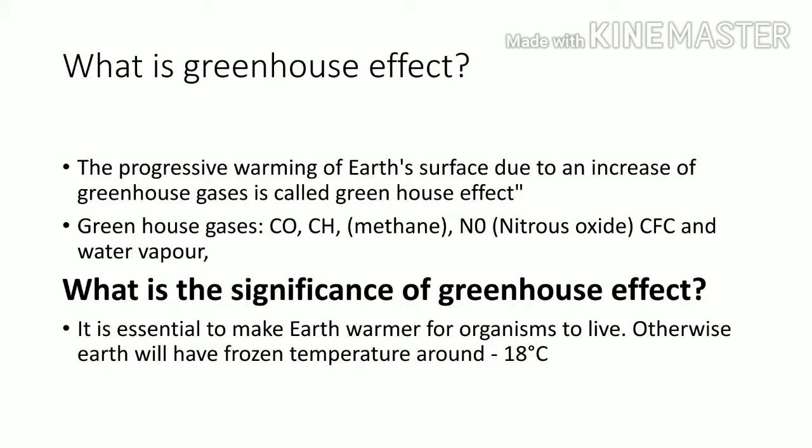So the greenhouse effect is nothing but the progressive warming of the earth's surface due to greenhouse gases. Now what are those greenhouse gases? Greenhouse gases like carbon dioxide, methane, nitrous oxide, chlorofluorocarbons, and water vapor. Now why do we require the greenhouse effect? It keeps the earth warmer so that organisms can live. Otherwise the earth would have gone to minus 18 degrees Celsius, completely frozen.